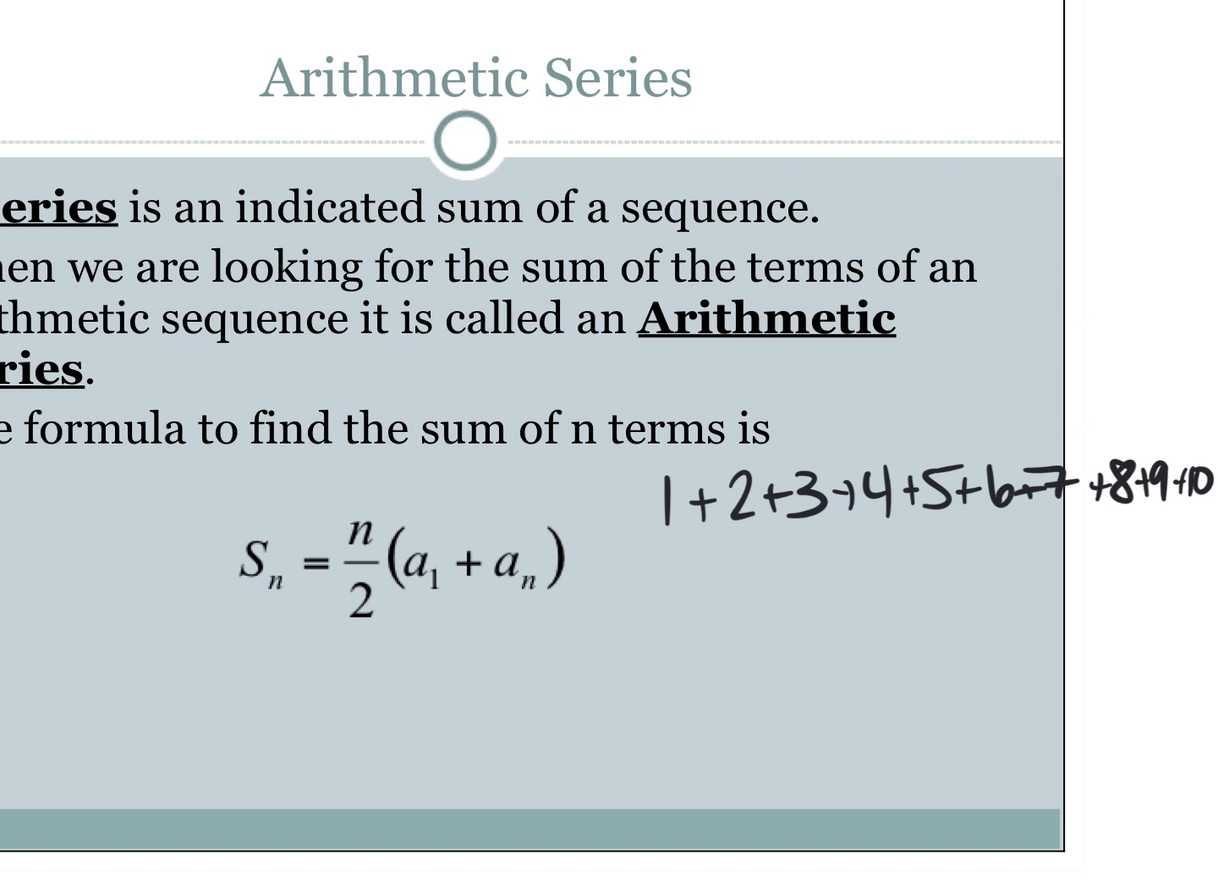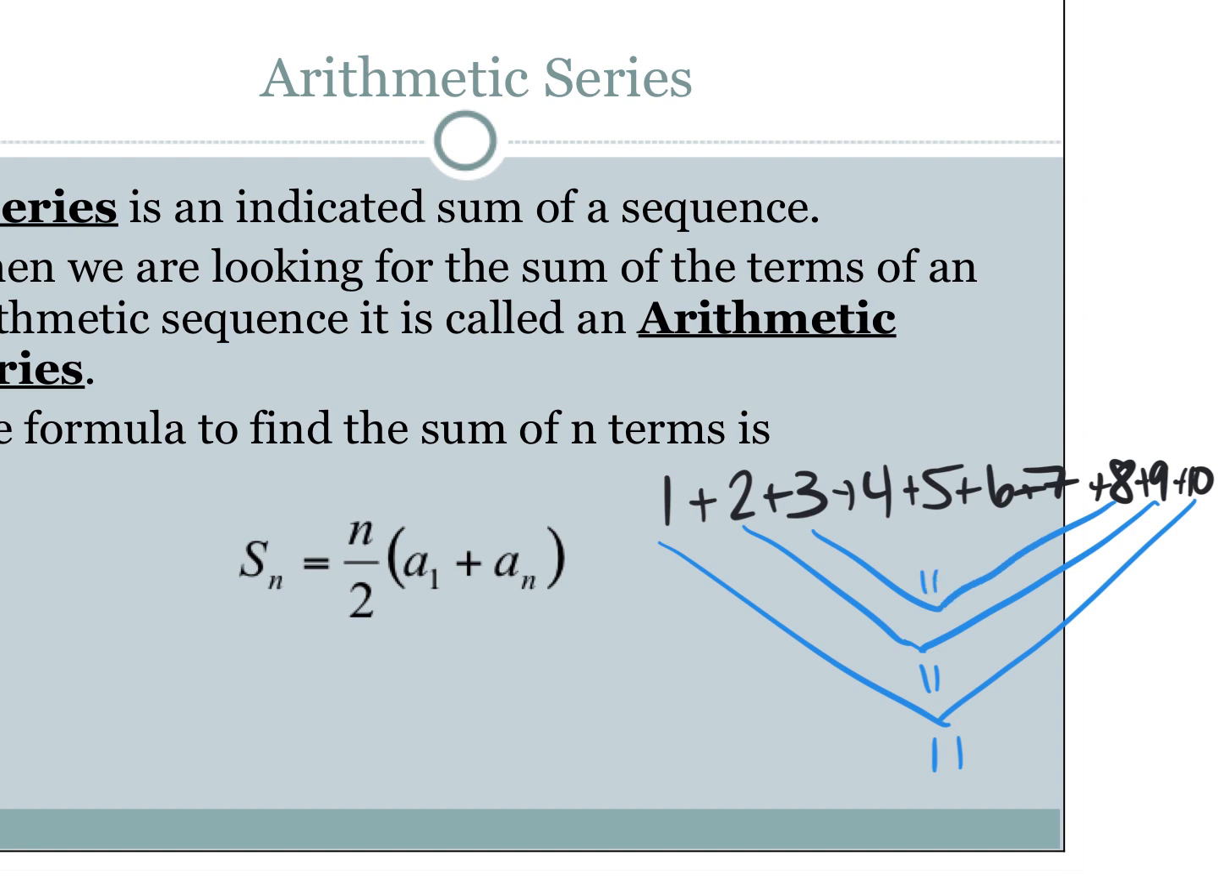Others might see 1 plus 10 is 11, 2 plus 9 is 11, 3 plus 8 is 11, 4 plus 7, 11, 6 plus 5, 11. I have 1, 2, 3, 4, 5 11s. And this is where our formula comes from.